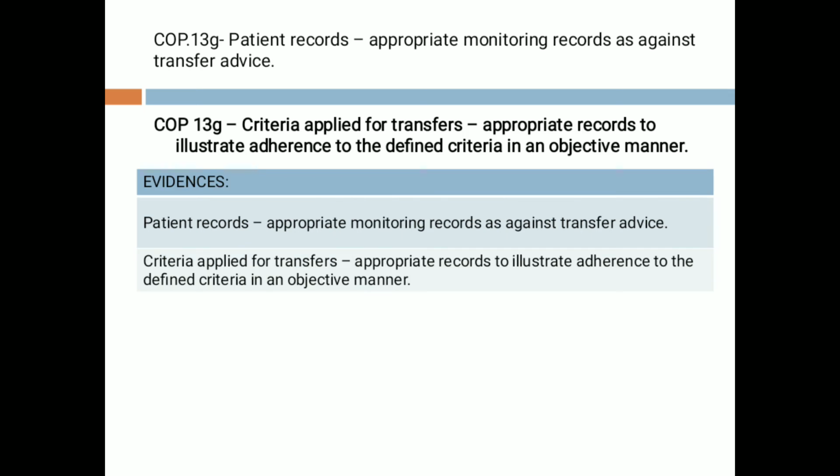Objective Element COP 13G speaks about criteria applied for transfers, with appropriate records to illustrate adherence to the defined criteria in an objective manner. Evidences: Patient records, appropriate monitoring records as against transfer advice. Criteria applied for transfers, appropriate records to illustrate adherence to the defined criteria in an objective manner.